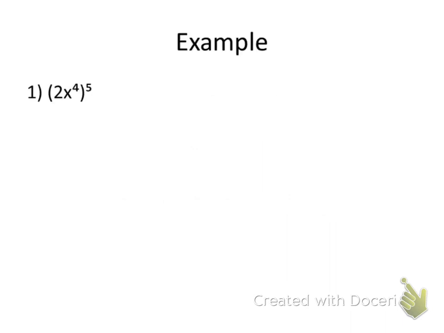So yesterday we learned that when you're raising an exponent to an exponent, the easiest way to do that is to just multiply the exponents. We also talked about how if something doesn't have an exponent, you want to give it an exponent. So I'm going to give the 2 an exponent of 1. Then I'm going to multiply each of these exponents by 5. So this is going to be 2 to the 5th, x to the 20th.